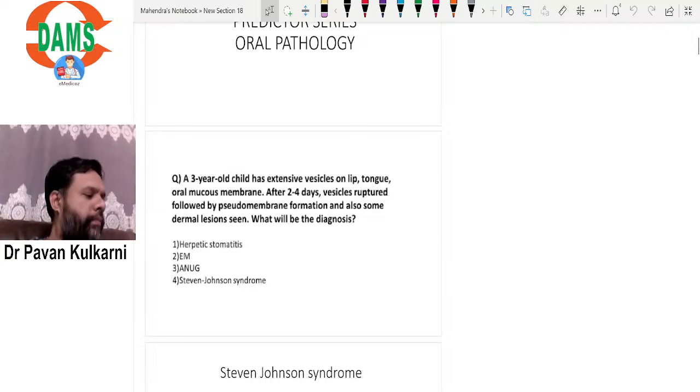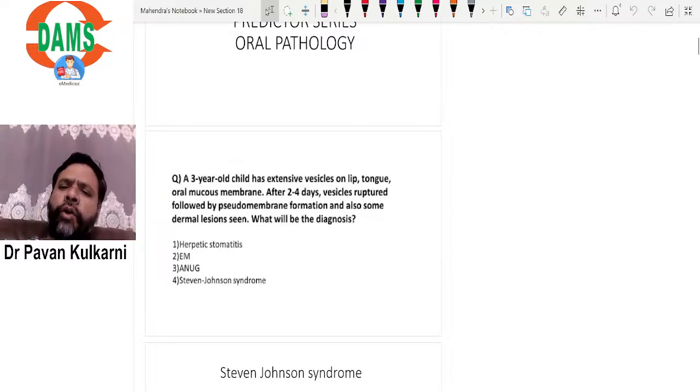See here, the question says extensive vesicles. And where are the vesicles? Vesicles are present on the lip and the oral mucosa. And these vesicles have ruptured and have formed a pseudomembrane there. And the history also says the patient has some dermal lesions. What will be the diagnosis?